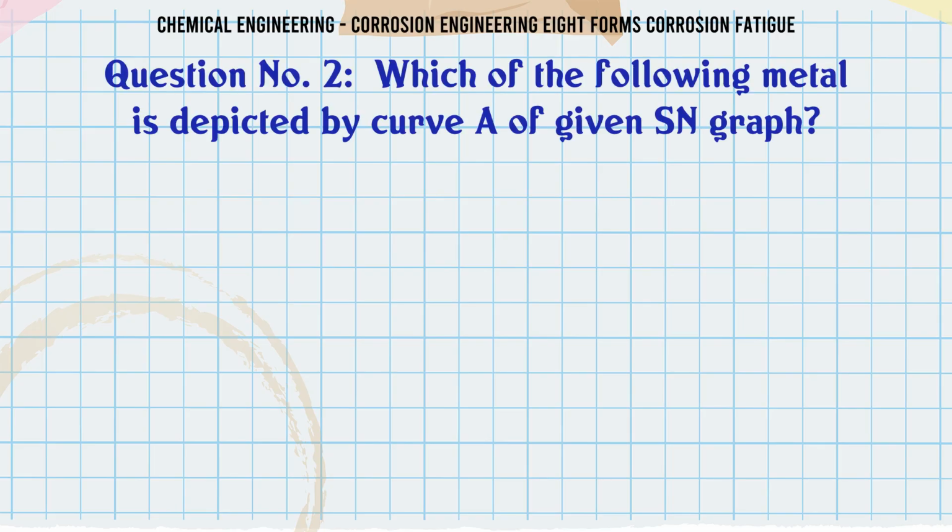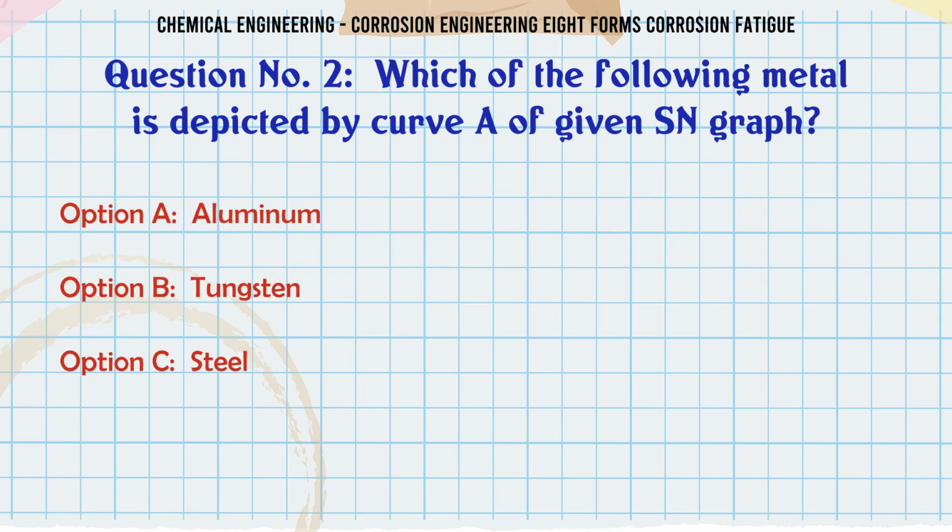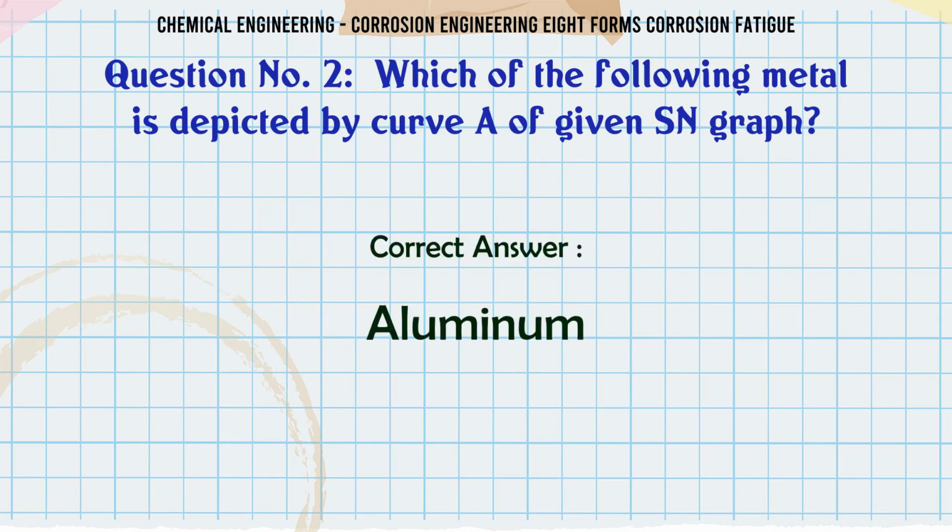Which of the following metal is depicted by curve A of given SN graph? A. Aluminum. B. Tungsten. C. Steel. D. Calcium. The correct answer is aluminum.